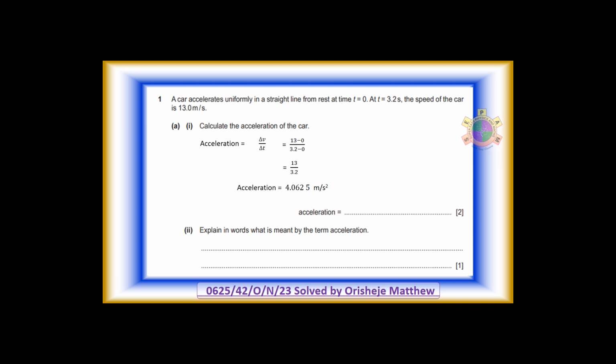Question 1a. 2. Explain in words what is meant by the term acceleration. For 1 mark. Acceleration is the increase in velocity per unit time. Its unit is meters per second squared. Acceleration is a vector quantity. The car travels at 13 meters per second from t equal to 3.2 seconds to t equal to 12 seconds.